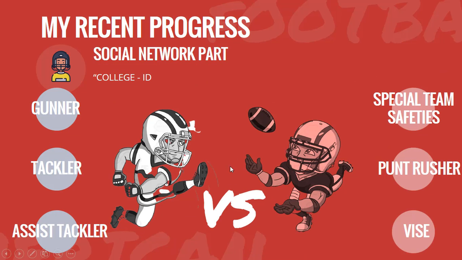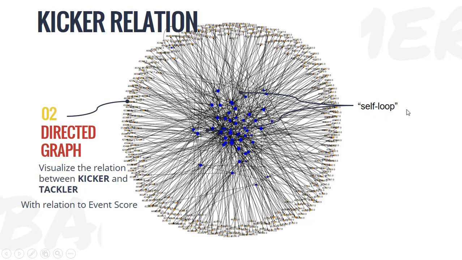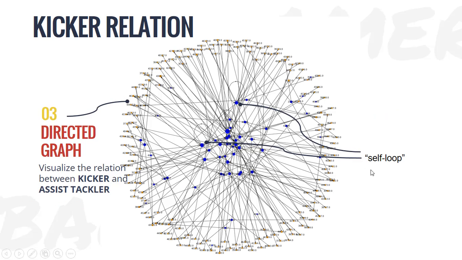As part of my progress on the social network side, I use a directed graph to describe the relationship between kickers and returners and the players who support their performance. For example, this is a graph that depicts the relationship between kicker and gunner with event score as the attribute. And in this example, we see a self-loop incident where the kicker also acts as a tackler in an event.